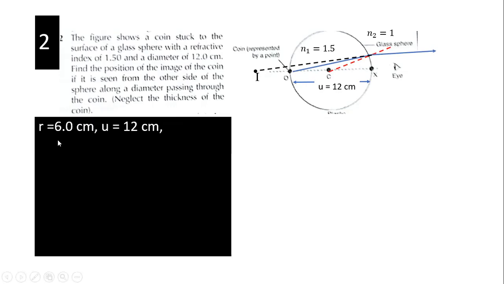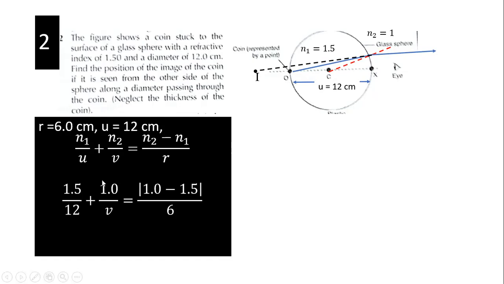Write down what is given. Radius is given. This is the object distance now. That's your curved surface, your concave surface. There's your object, negative 24. That's the formula I used.